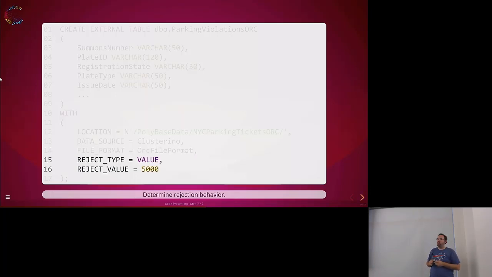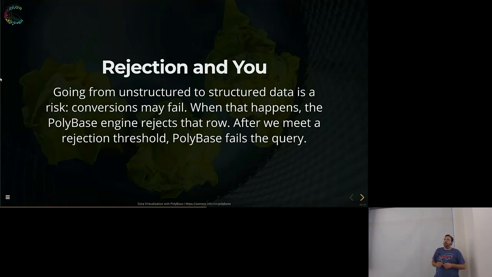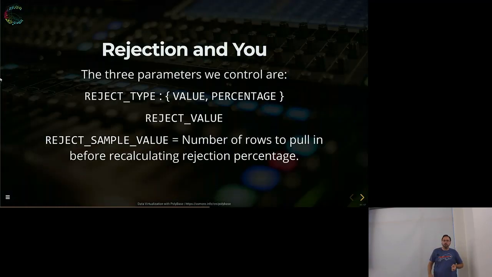And we can reject rows and we can fail queries. So going from an unstructured data set to a structured data set incurs the risk of failure. Restructuring data can cause failure in rows. When that happens, PolyBase just rejects the row. So if it can't convert your string to an int, it throws away that row. And once we meet a certain threshold, PolyBase will just out and out reject the query. Say, well, we failed. Clearly, something is wrong with your data or something is wrong with your table structure.